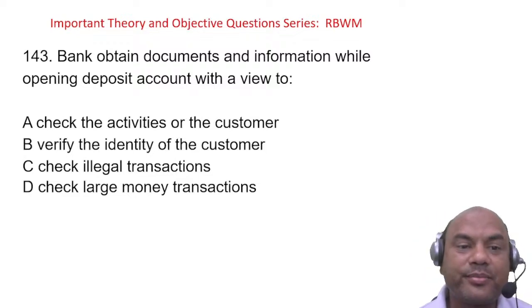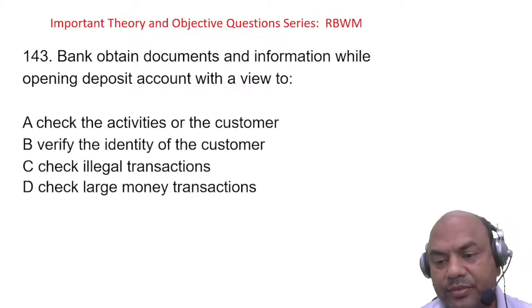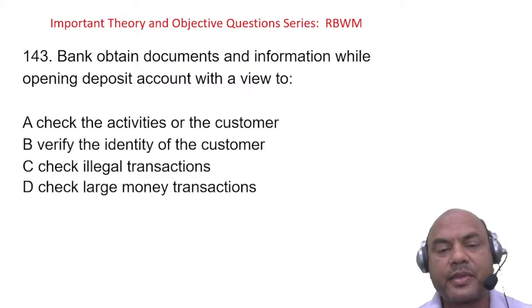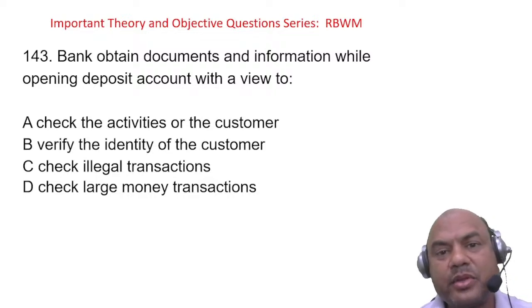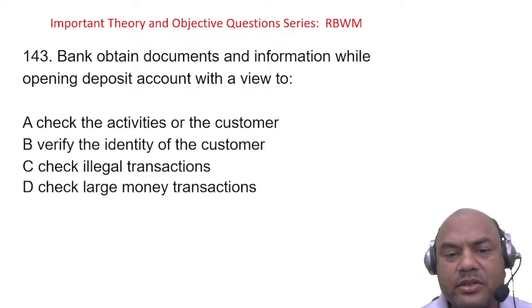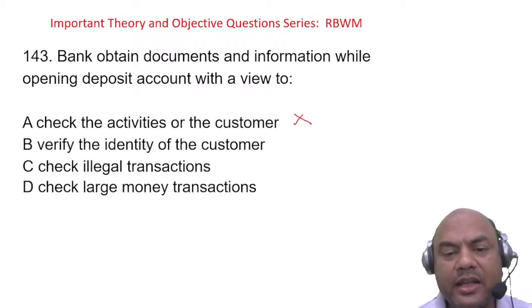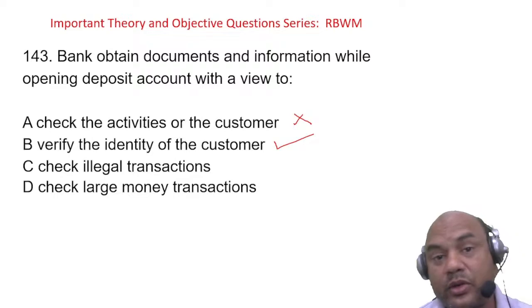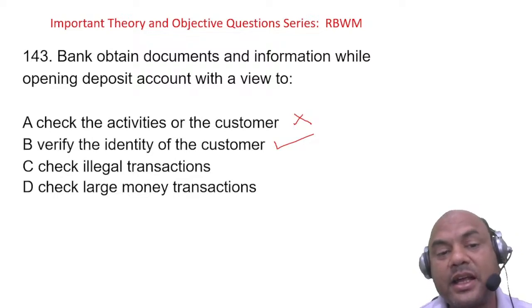What do you think over here? What should be the answer? Do you check the activities of the customer? Activities means where does this customer go, what does he do in the full day, whom does he meet? No, right? You can't check the activities of that customer. Identity, yes, I can say that, because identity is whether you are the same person. Identity here means I can check the address also.